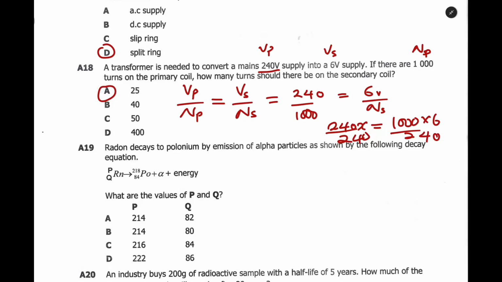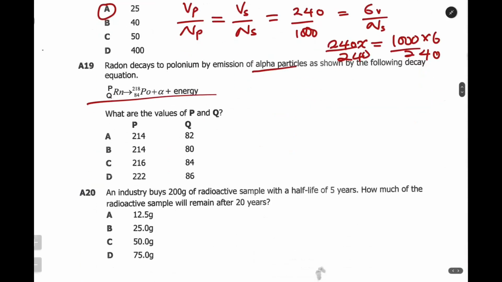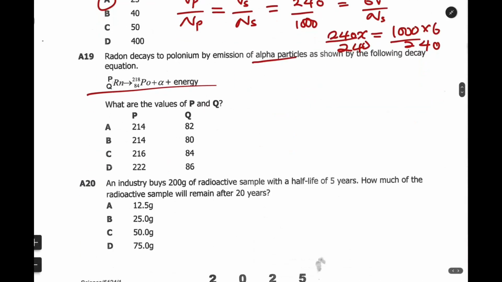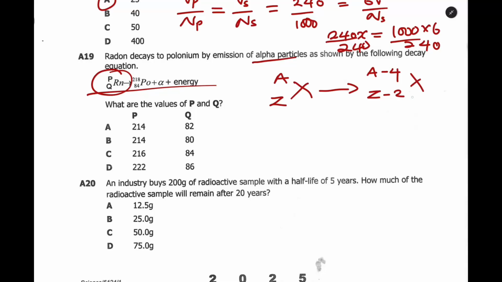Then question 19. Radon gas, or radon, decays to polonium by emission of alpha particle. Pay attention, emission of alpha particle as shown by the following decay equation. This one. What are the values of P and Q? So we are looking at the original values, which is radon. One thing you should know is the general equation when an element decays by emitting alpha. This is the mass number, this is the atomic number. The mass number reduces by 4, the atomic number reduces by 2, to form this daughter.